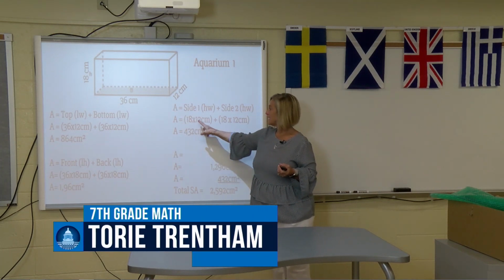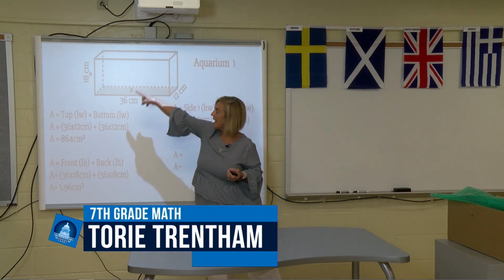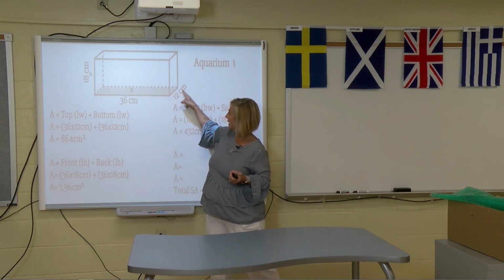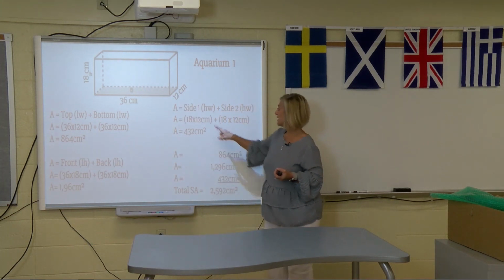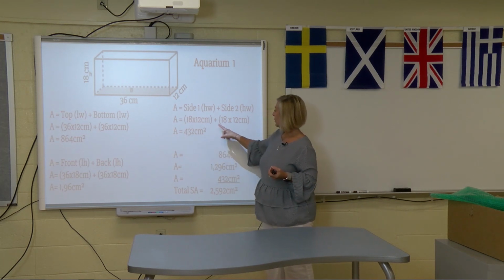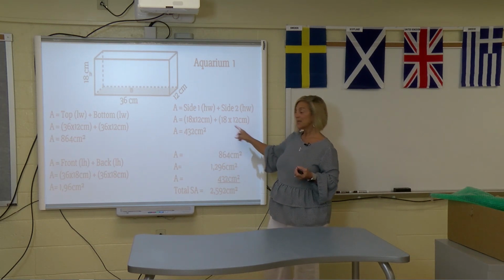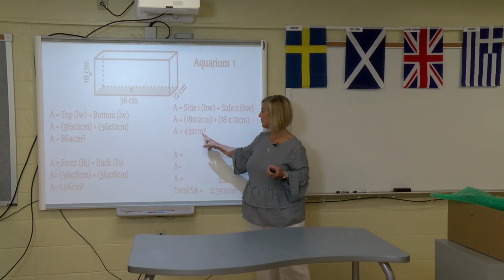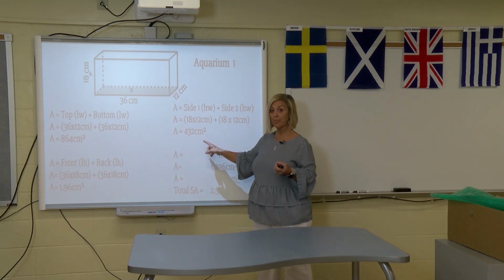We have 18 times 12. If you can see, 18 times 12. We have two of those. So 18 times 12 plus 18 times 12 is 432 centimeters squared.